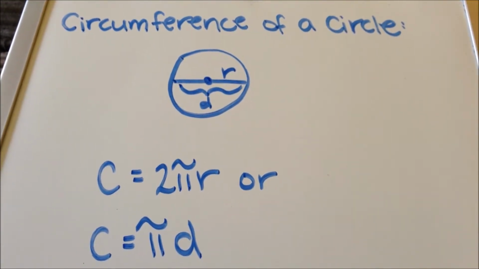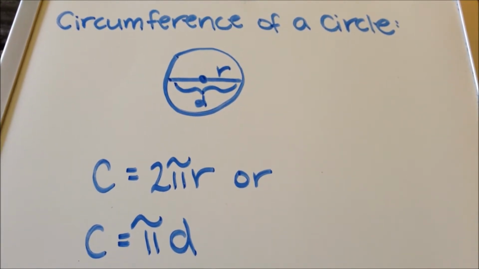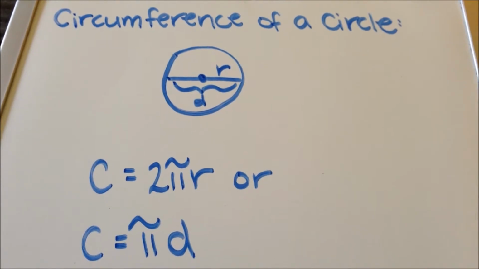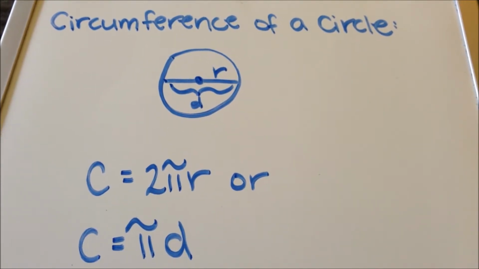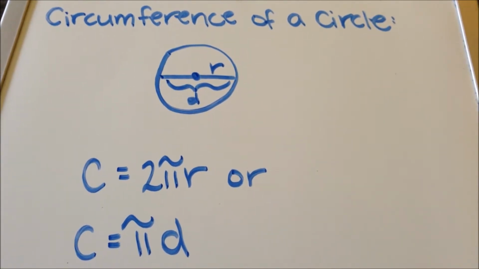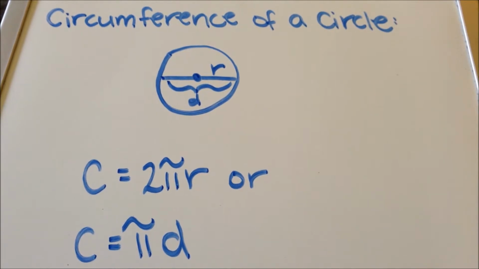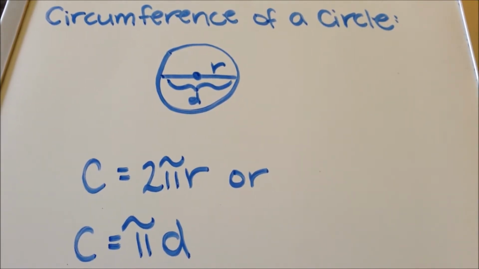Finally, we have what's known as the circumference of a circle. The circumference is technically the perimeter of the circle, or the distance around the circle itself. Notice in my picture I have something labeled as R and something labeled as D. D stands for the diameter. The diameter goes across the entire circle through the center, and the radius is simply half of the diameter.